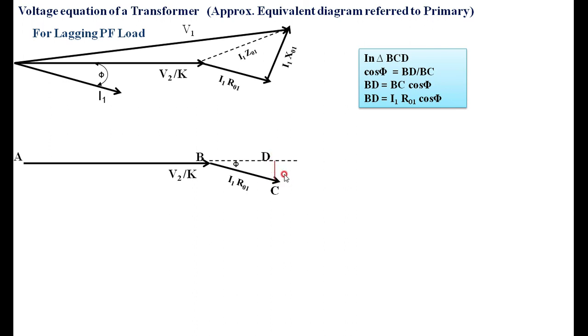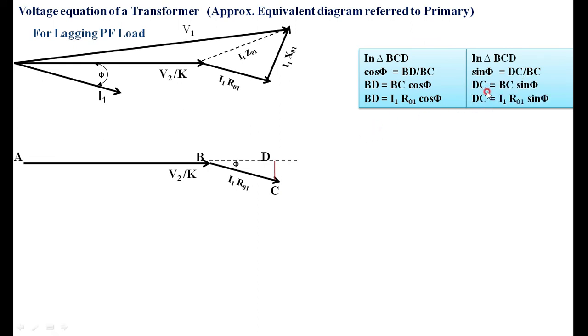Similarly, you have to find DC by applying the sine function for this particular triangle. Sine is opposite side divided by hypotenuse, that is DC by BC. Then DC is BC sin phi, that is equal to I1 R1 sin phi. Okay.